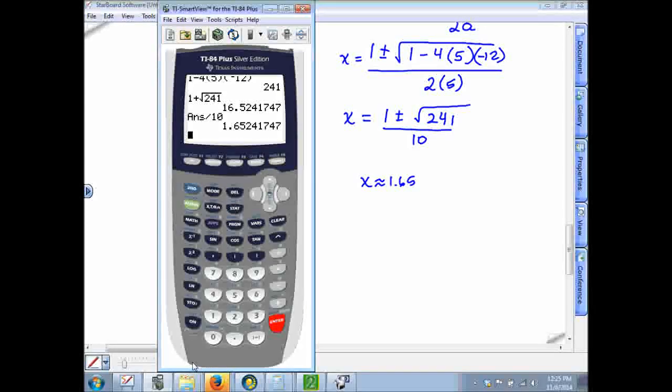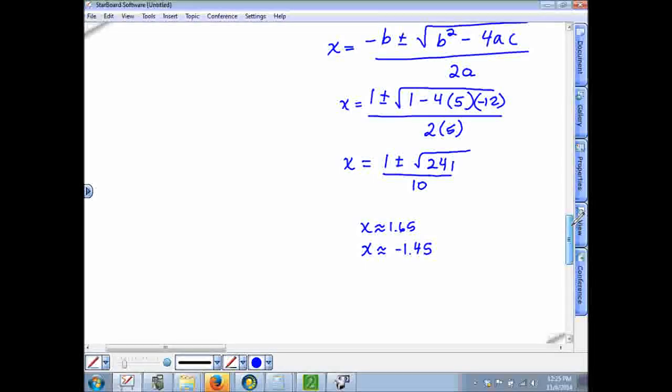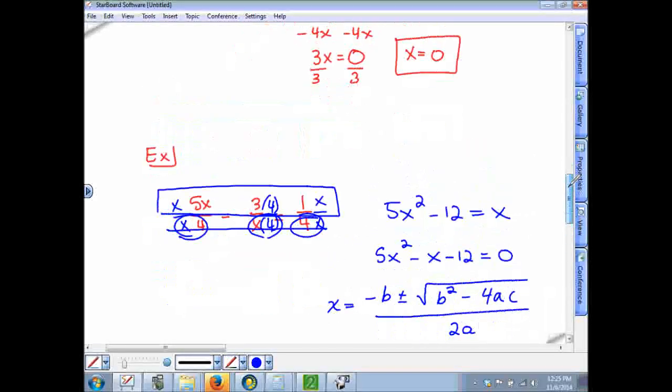What did we get? X is approximately, say that again, negative 1.45. Now, Abby, that's a good question. Say that louder. No, say it louder.